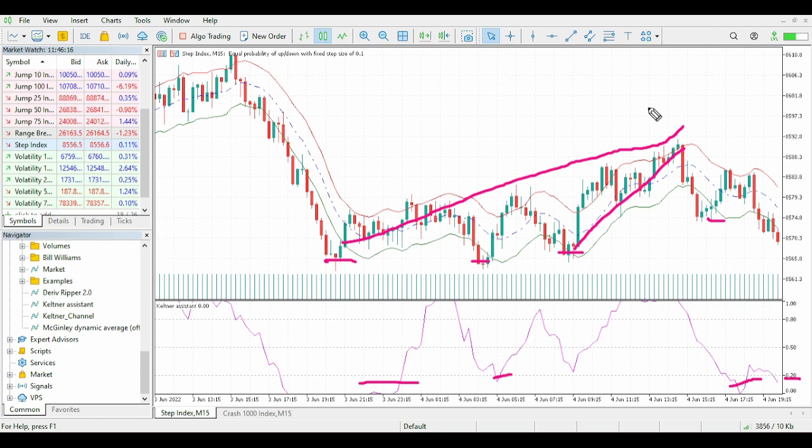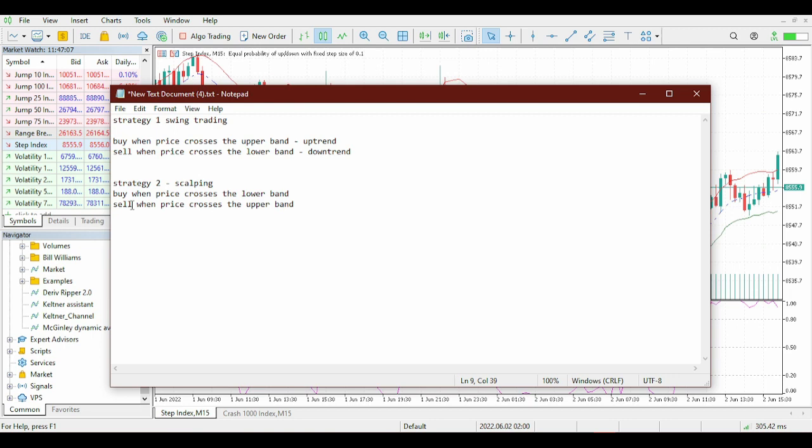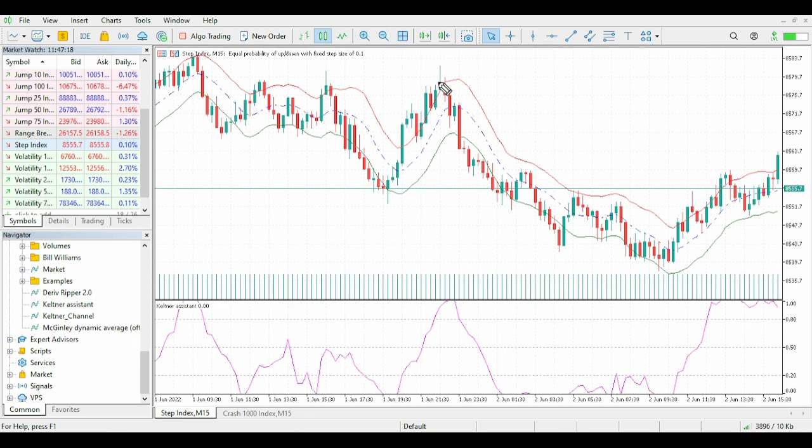How about selling? Let me just delete this stuff and I show you some good selling entries. So when it comes to selling, we are told that you sell when price crosses the upper band in strategy number two. So when do you sell? Here are some examples. A perfect example is here. Here is the perfect time to sell, and you can clearly see that price was above 0.80. So this is the best time to sell.